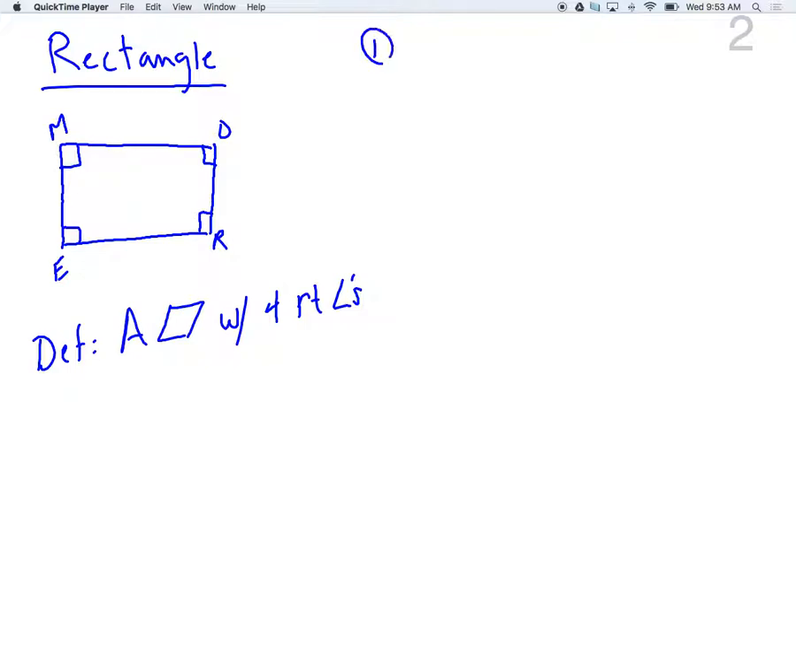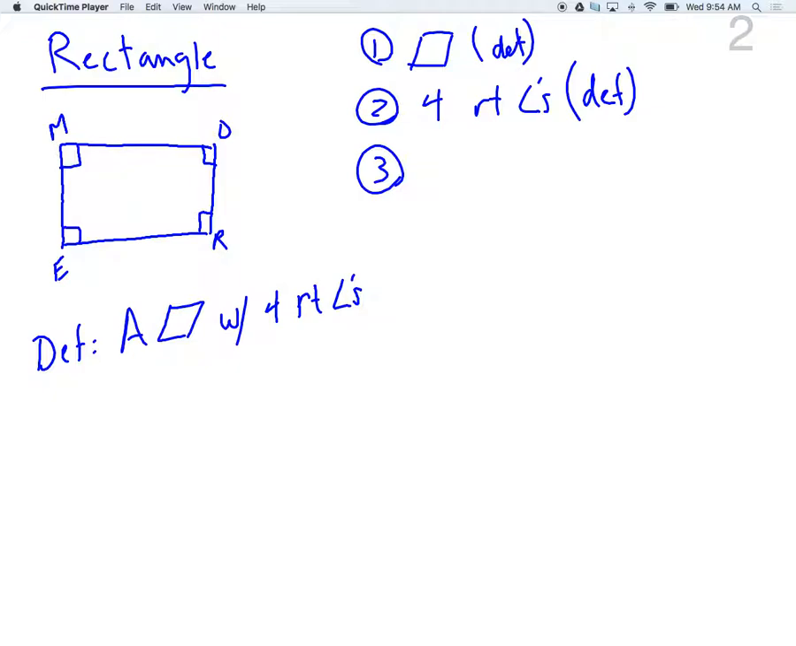Okay, so number 1, it's a parallelogram. Definition. Number 2, four right angles. Definition. Okay.